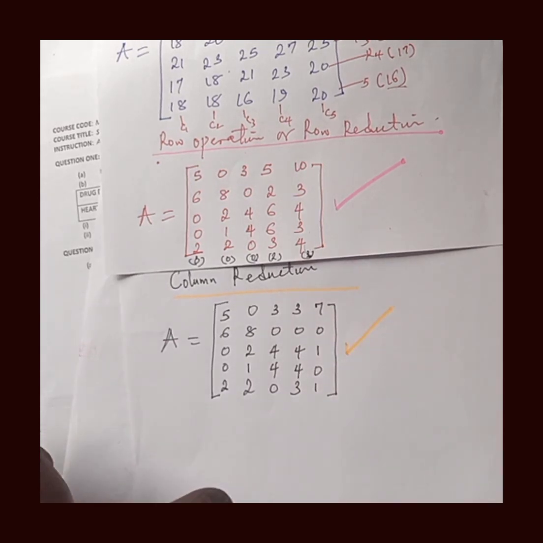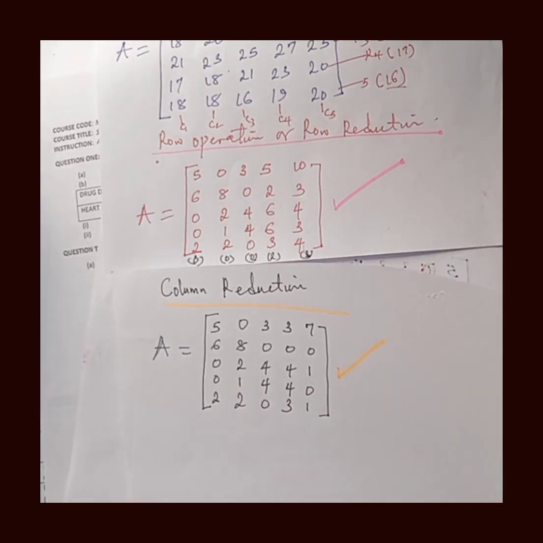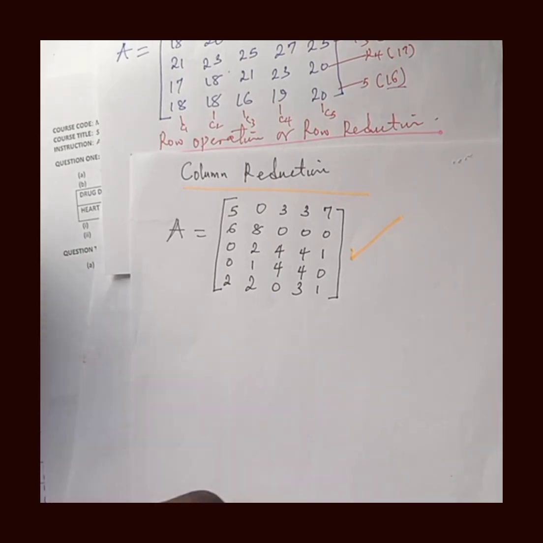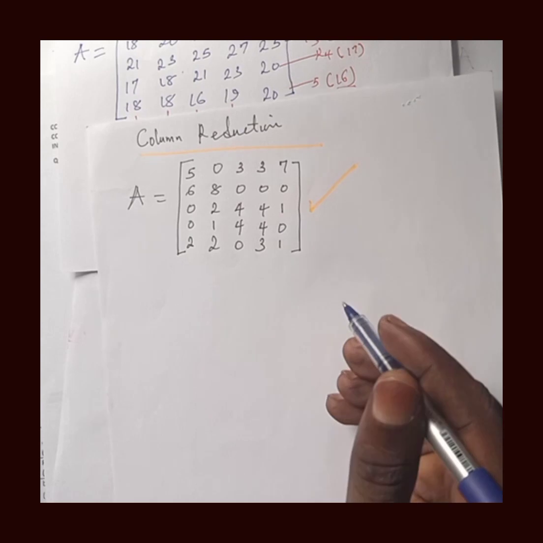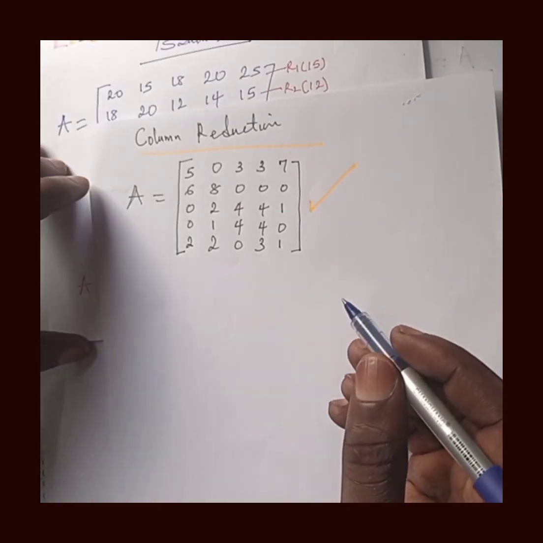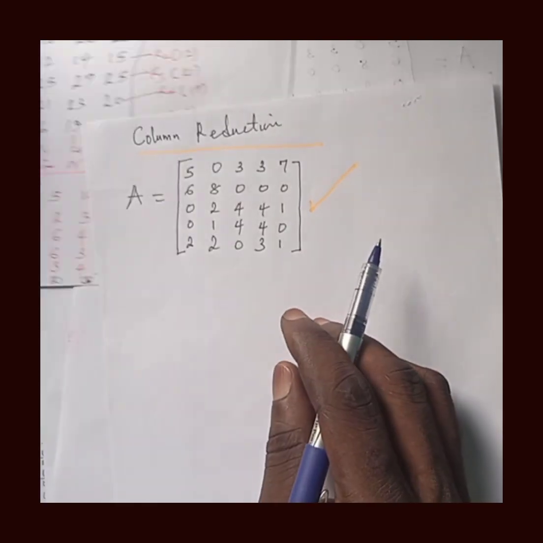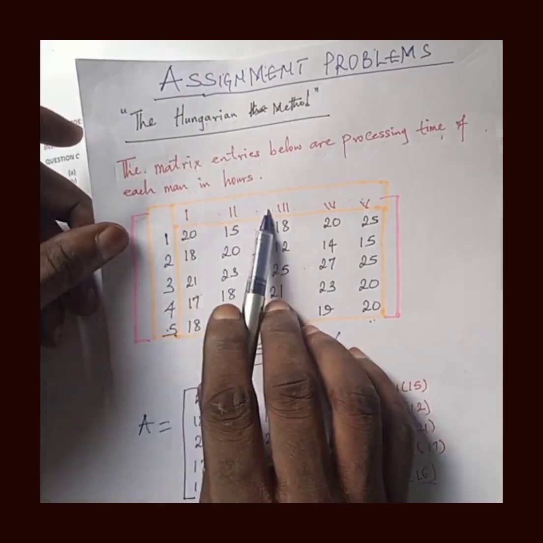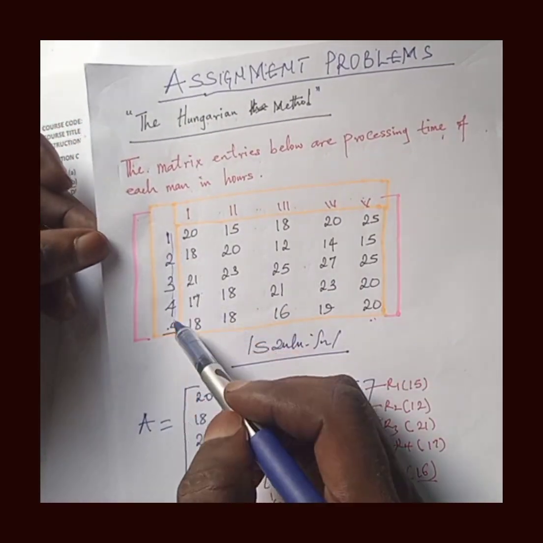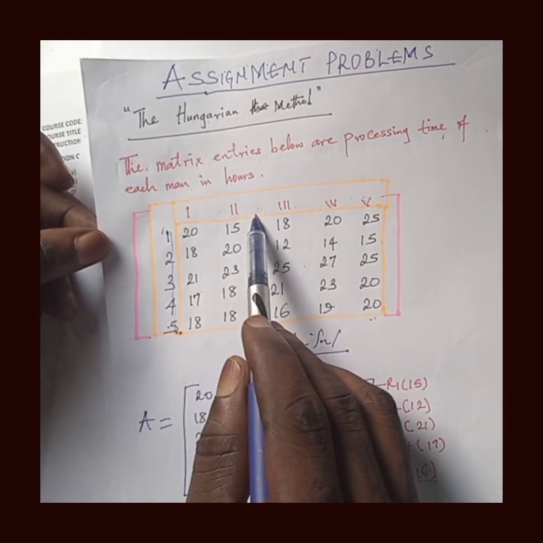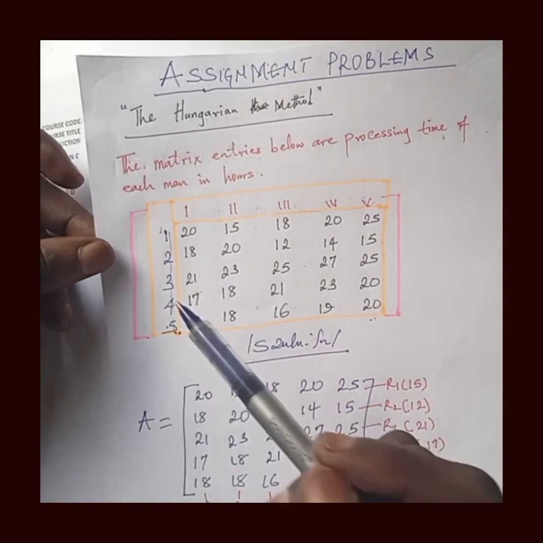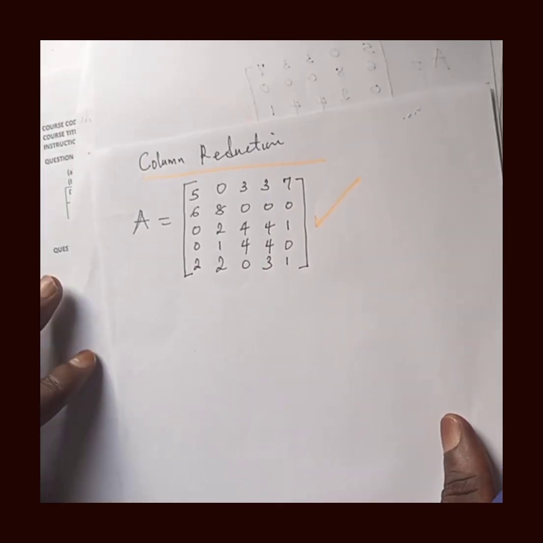So after the column reduction, the next thing is to assign. We want to assign the assignments. In assigning the assignments, that is, assigning the jobs 1 to 5 to the 5 men, we want to assign each job to one of the 5 men. That is the next thing we want to do.